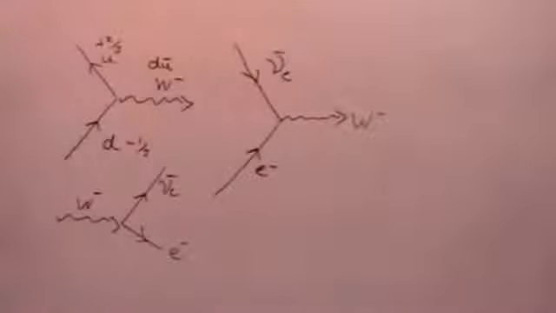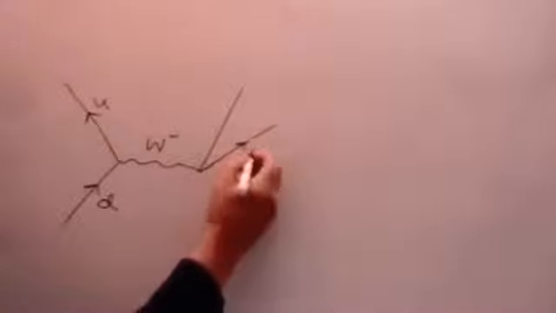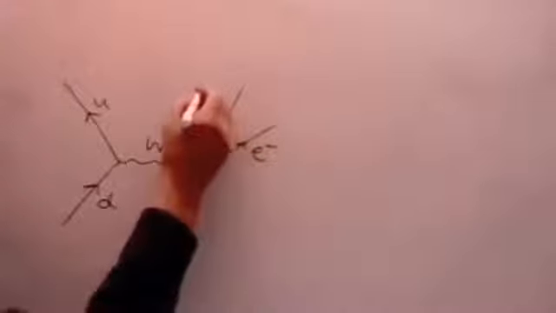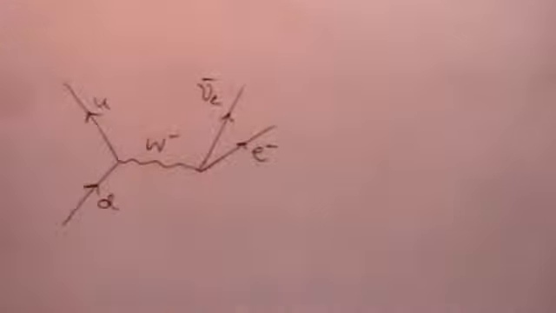All things are possible. So if we take that combination and put them all together, what we can say is we have a down becoming an up by the emission of a W minus, but that W minus can also then become an electron and an anti-electron neutrino. And that is precisely what happens when a free neutron converts into a proton.